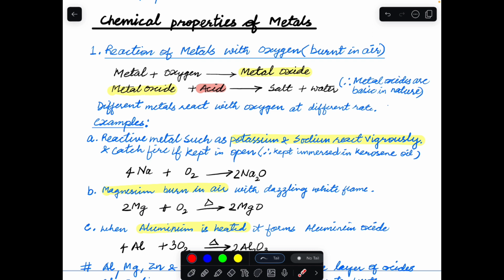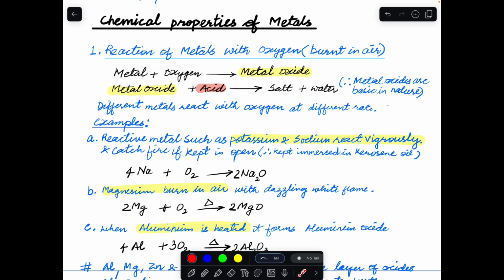Now, always remember another idea, that different metals react with oxygen at different rates, because different metals have different affinity or reactivity for oxygen or any other reagent. Because all metals do not have the same reactivity.